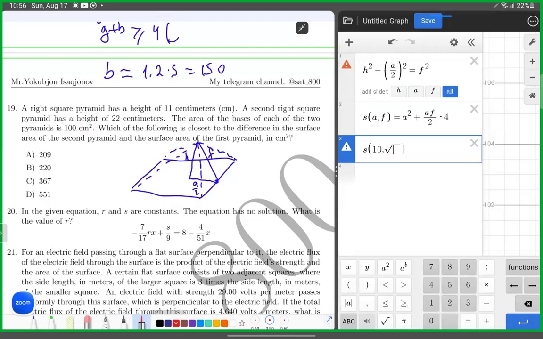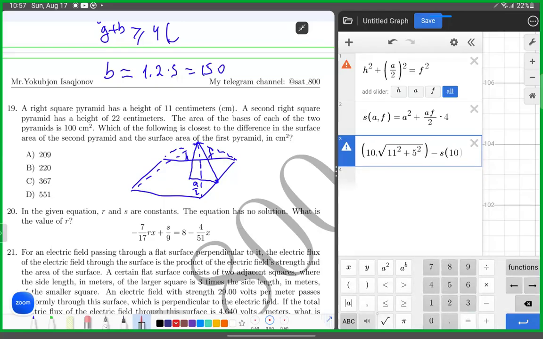Now for the very first one, surface area according to this formula: height squared, 11 squared, plus a divided by 2 squared. It is 5, 10 divided by 2 is 5. 5 squared gives you the surface area of the first one. Now I need to subtract the surface area of the second one.